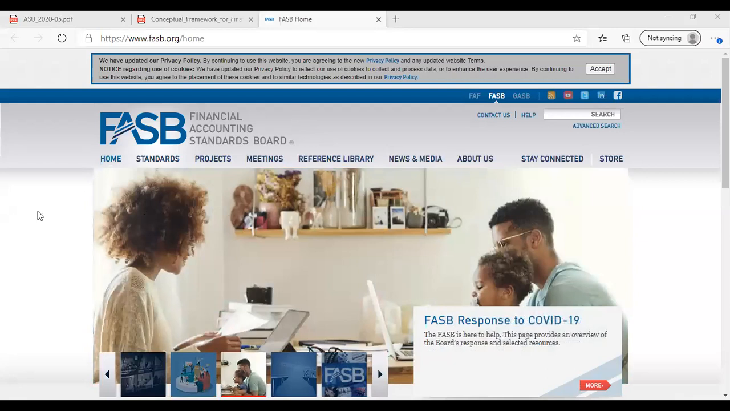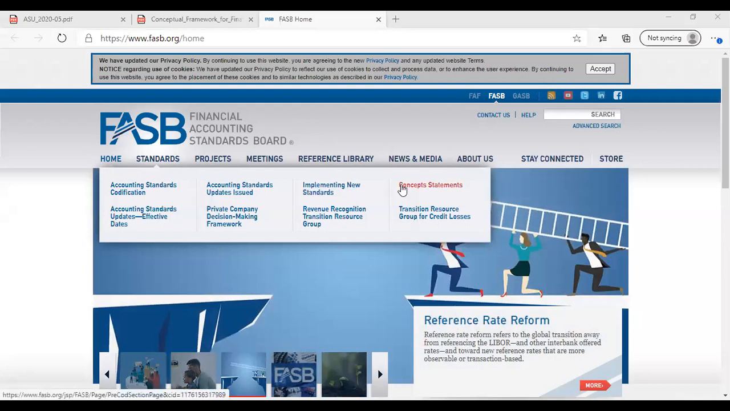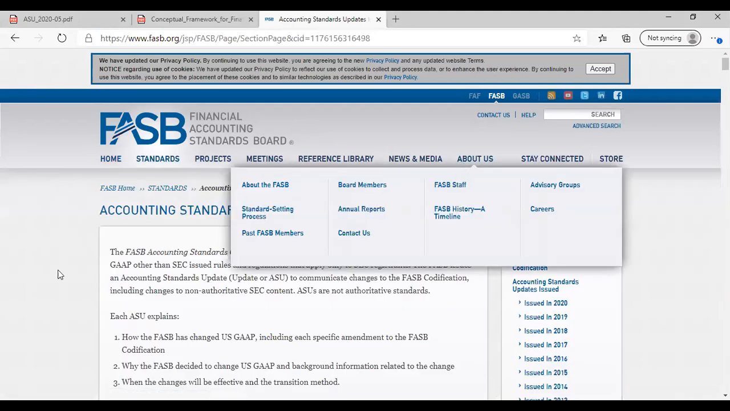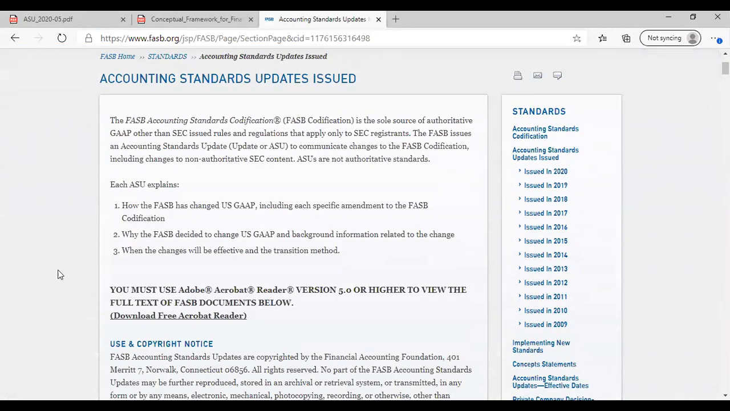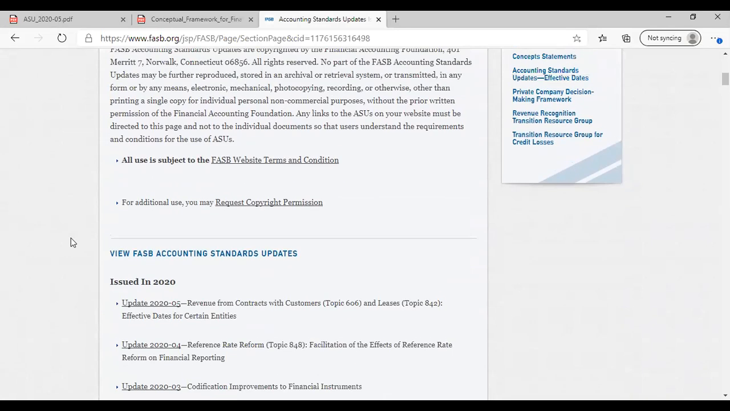And so if we want to look at accounting standards updates, or if we want to look at financial accounting concepts, right, this is where we go. So we see our standards here, and we can see accounting standards updates issued, concept statements. So we'll click on this standards updates issued first. And so we see here some updates that have been issued, going all the way back on this website anyway to 2009. I'm sure that we can find years older than that if we wanted to do that also.